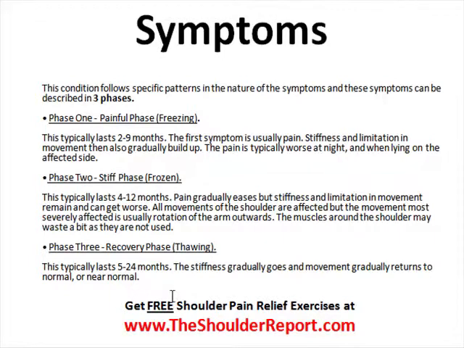Because we don't know exactly what causes this condition, there's some speculation that it could be posture, overuse, a combination of those, or just a gradual decline in the shoulder strength and the joint integrity due to aging. But the stiffness gradually goes, and the movement gradually returns in the last phase.